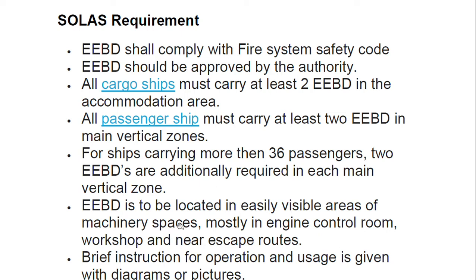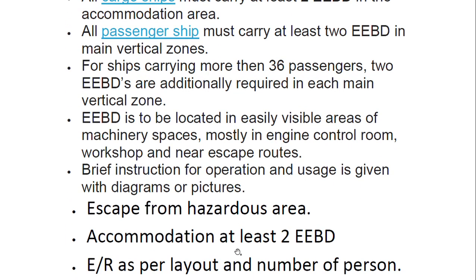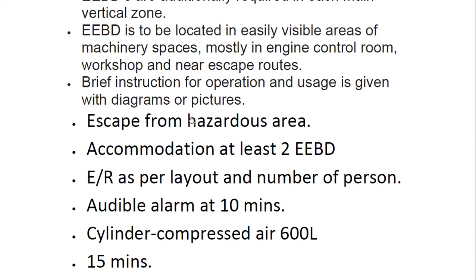The EEBD is to be located in an easily visible area of the machinery space, mostly in the engine room, workshop and near the escape route. You must have seen this everywhere. Brief instruction of operating and usage is given. In a nutshell, it is just for escape purpose: hazardous area, accommodation 2 EEBD, engine room as per the layout and number of persons. The total capacity is 600 liters, which is for 15 minutes. After 10 minutes of consumption we get an audible alarm that only 5 minutes are left.